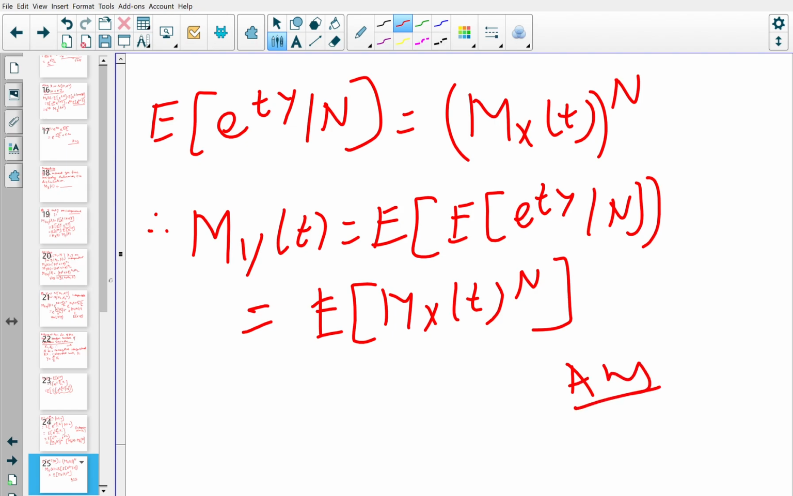Now if you have a random number of random variables and you want to take their sums, then you can do it by this. Clear? Okay, so today we'll stop here with our discussion.